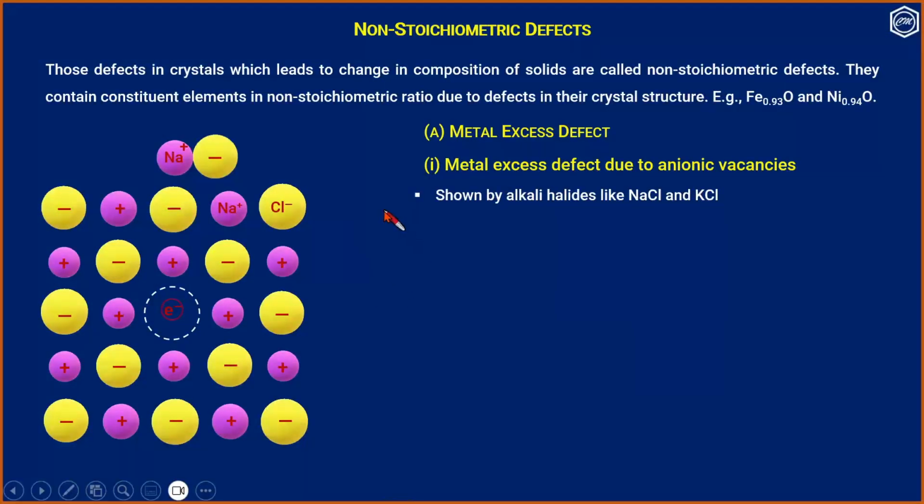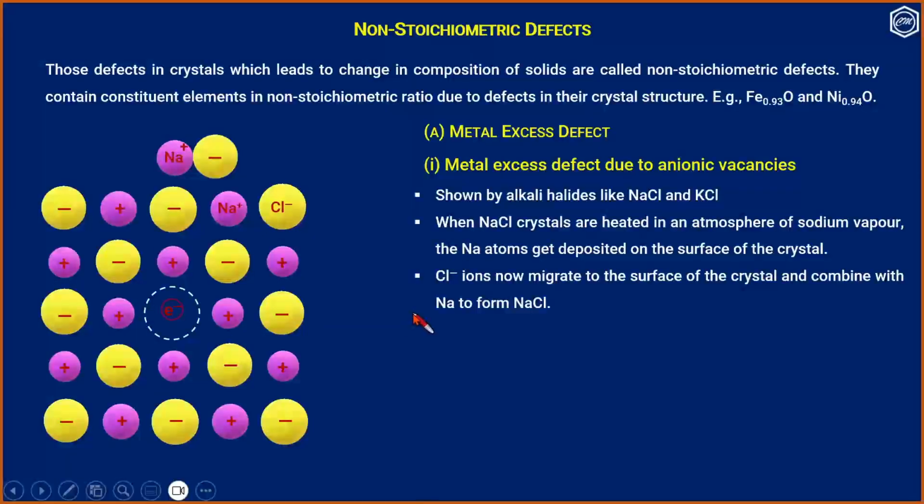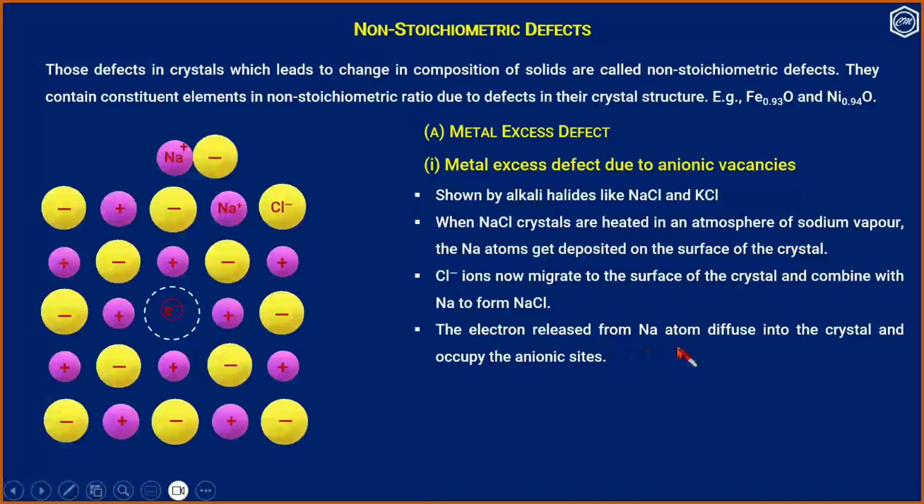Such defects are shown by alkali metal halides like sodium chloride and potassium chloride. The electron released from the sodium atom diffuses in the crystal and occupies the anionic site. These sites are called F centers. This is known as F center.